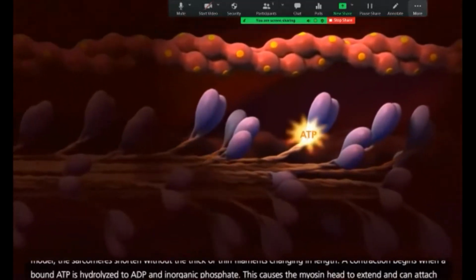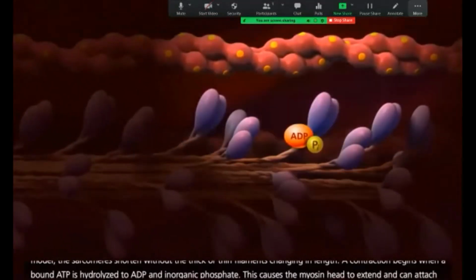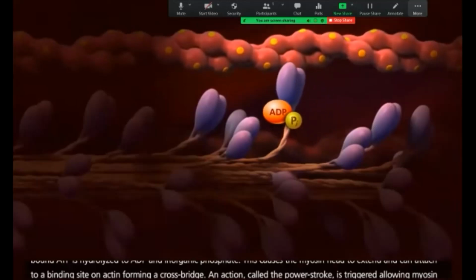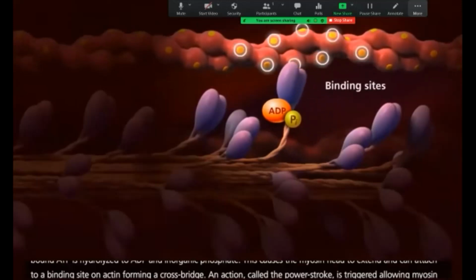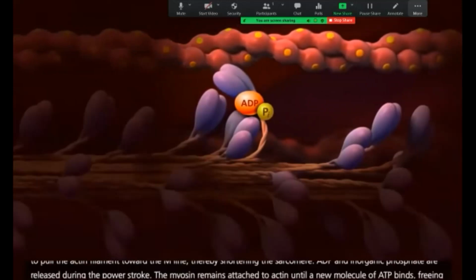A contraction begins when a bound ATP is hydrolyzed to ADP and inorganic phosphate. This causes the myosin head to extend so it can attach to a binding site on actin, forming a cross bridge. An action called the power stroke is triggered, allowing myosin to pull the actin filament toward the M line, thereby shortening the sarcomere. ADP and inorganic phosphate are released during the power stroke.